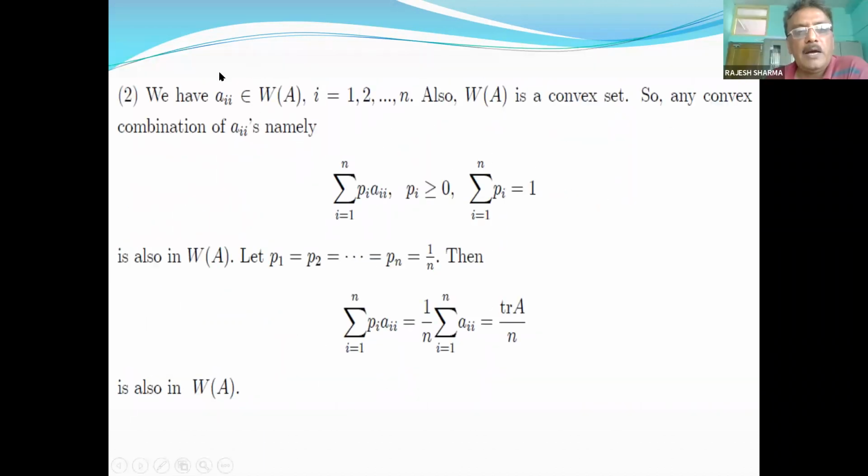We can argue either from the eigenvalues or from the diagonal entries. W(A), the numerical range, is a convex set. So any convex combination of the aii, that is, a point in the convex set, is also in the numerical range. We take each p1, p2, up to pn equal to 1 by n. Then the sum of pi aii is equal to 1 by n times the sum, that is trace A by n. So trace of A by n is in the numerical range.